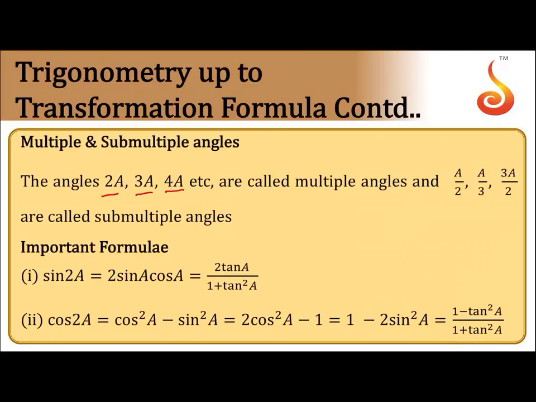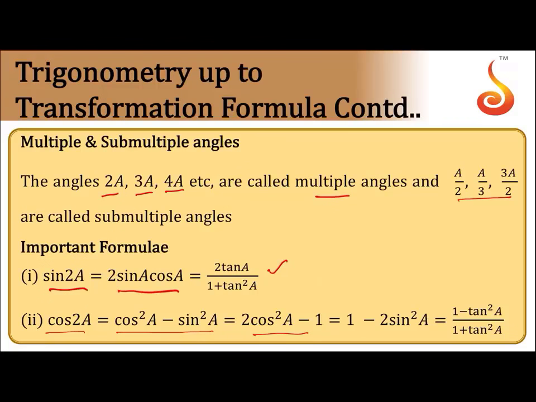Coming to multiple and submultiple angles, we know the angles which are multiplied by 2, 3, 4, etc. are called multiple angles, and A/2, A/3, 3A/2 are called the submultiple angles. Some of the important formulae related with them are: sin 2A is equal to 2 sin A cos A, or in terms of tan, 2 tan A/(1 + tan²A). And cos 2A equals cos²A − sin²A, which is equal to 2cos²A − 1 and 1 − 2sin²A.